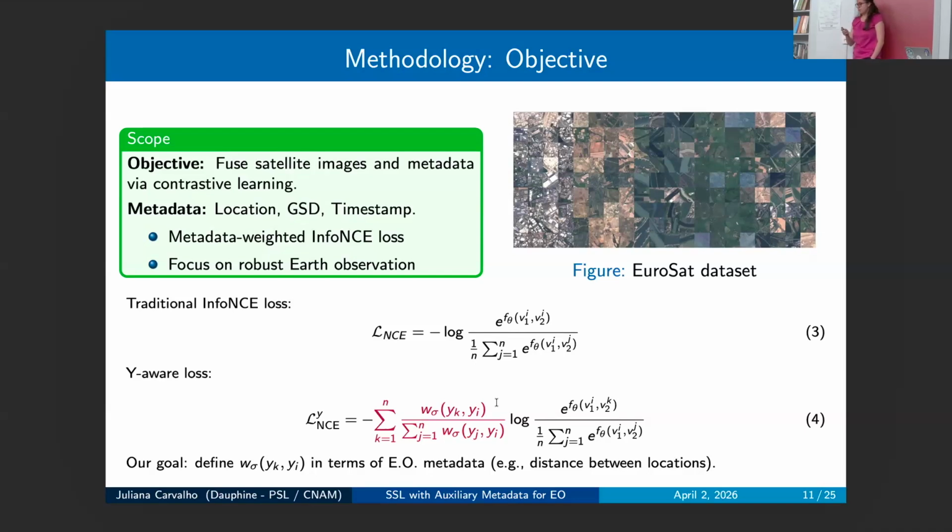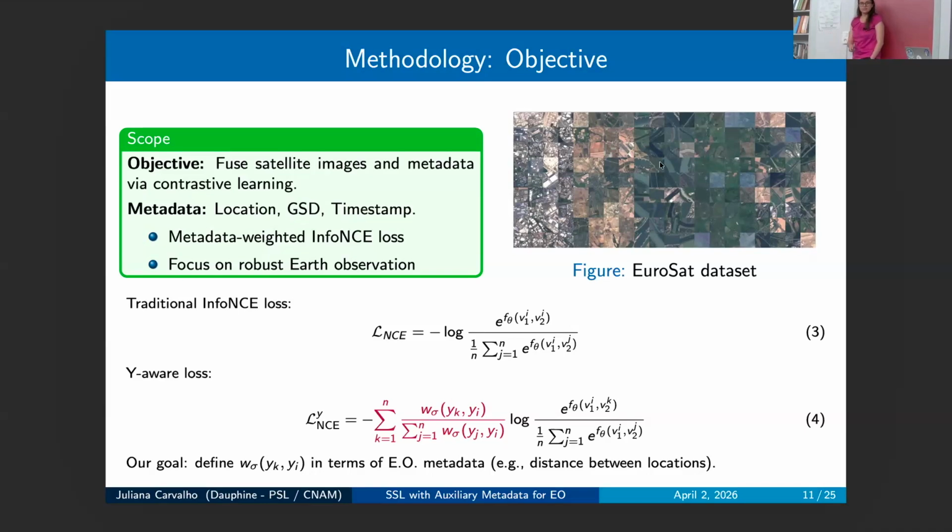So we decided to work with the EuroSAT dataset, which some people already presented to you. And we decided to use metadata. There is a lot of metadata available, such as the location, ground sampling distance, the timestamp, and so on. And we tried basically to fuse satellite images and metadata by contrastive learning.